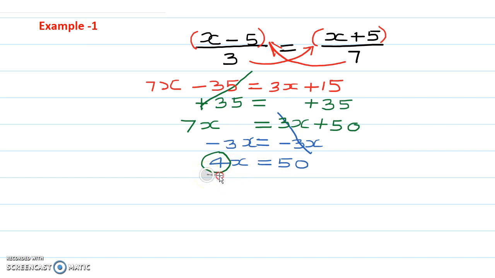Yes, we can divide by 4 on both sides. Once we divide by 4, 4 and 4 cancel out. So x is 50 over 4. If you simplify, half of 50 is 25 and half of 4 is 2, and 25 divided by 2 is 12.5. So this is our first answer and we got 12.5.